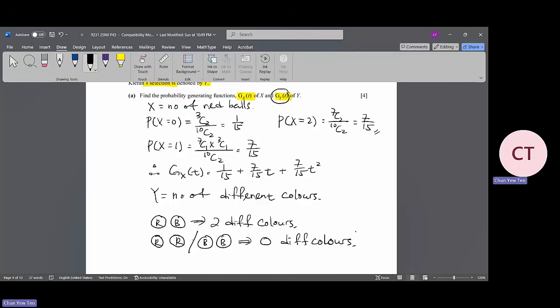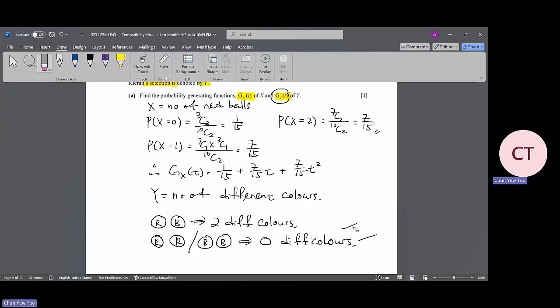Okay. So actually it's possible. It depends on how we read the situation over here. So when we say number of different colors, you can say that one red, one blue, you can consider it as two different colors. And then two red or two blue, you can say that there are no different colors. There's no difference of color.